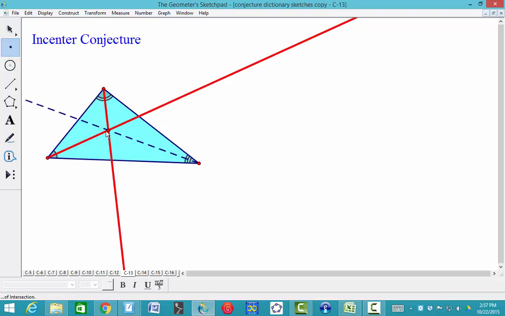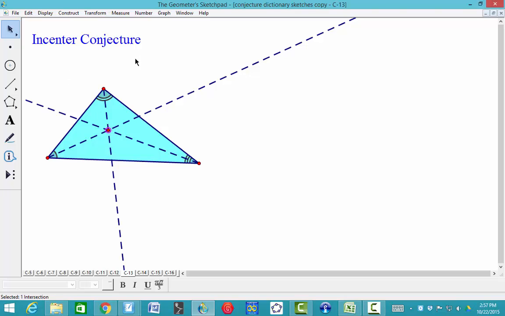Conjecture number 13, the in-center conjecture. What this states is that the in-center, the point of concurrency of the 3 angle bisectors of a triangle, is equidistant to the sides of the triangle. So what I need to do is measure a direct path from the point directly to the side. To do that, I need to construct a perpendicular.